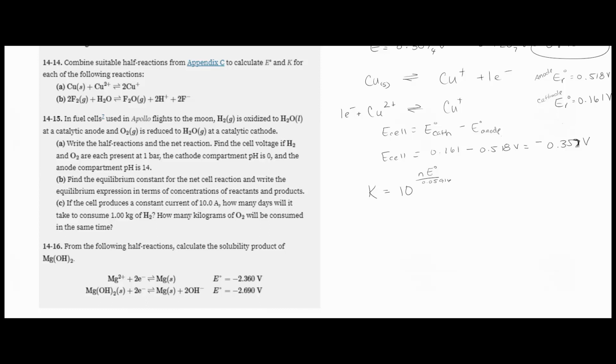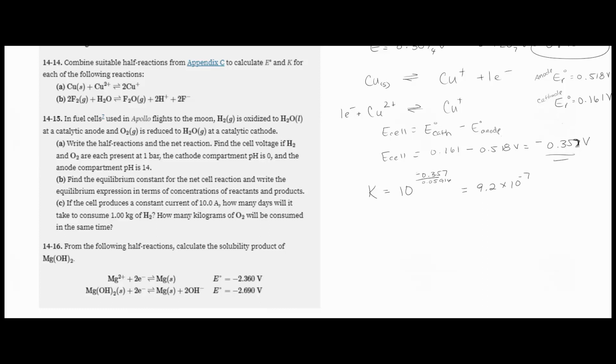So the K is going to be 10 raised to, well, the exponent is n E naught over 0.05916. So the n for this is 1. So the E naught that I just figured out is a negative 0.357. And then make sure you're entering this into your calculator correctly. You should get a K value equal to 9.2 times 10 to the negative 7.